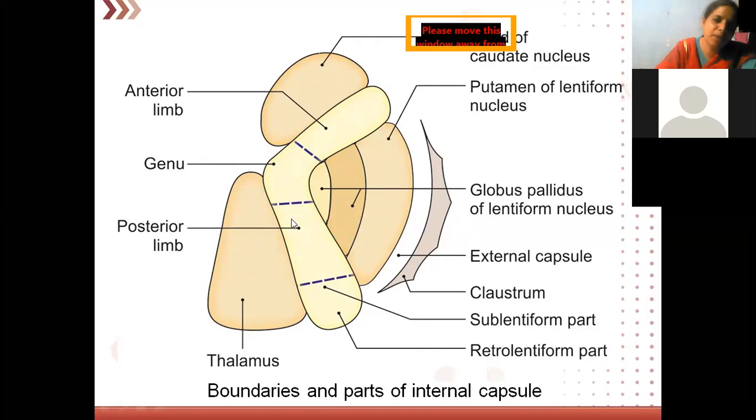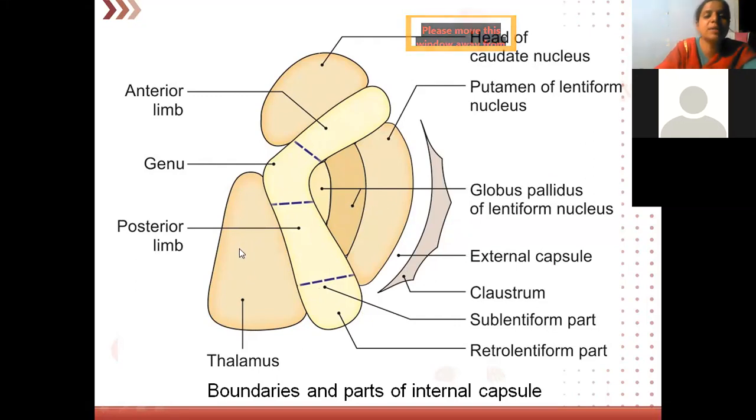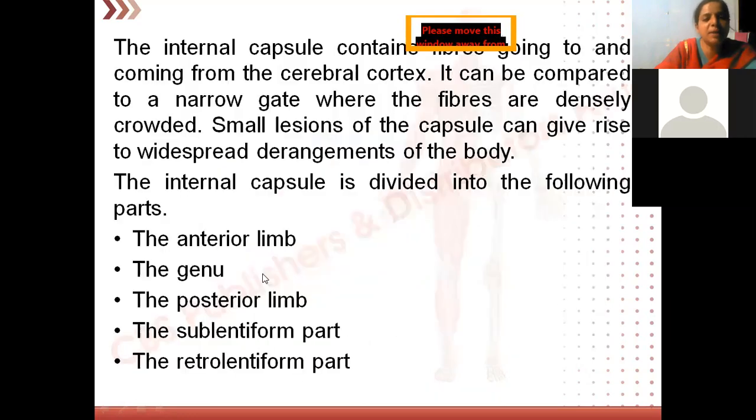So this V-shaped area is passing between the caudate nucleus, lentiform nucleus, and thalamus. This V-shaped area, which is allowing the ascending and descending tracts to pass, is nothing but the internal capsule. Now let us see the parts of the internal capsule. It has an anterior limb, it has a genu, it has a posterior limb. Then it has two more parts which are called the retrolentiform part and sublentiform part.